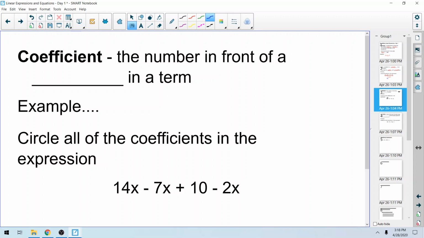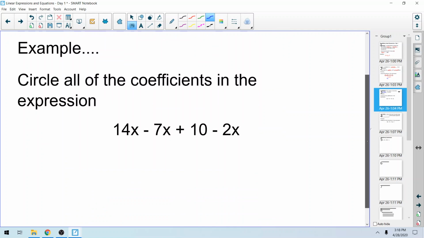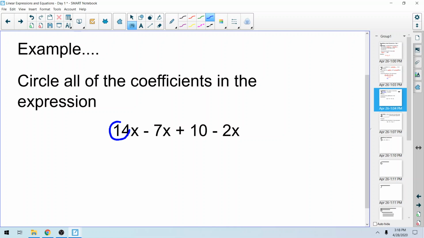Coefficient, the number in front of a variable in a term. Example, circle all of the coefficients in the expression. So the number in front of the variable. So 14 is a coefficient. Negative 7 is a coefficient. Negative 2 is a coefficient.